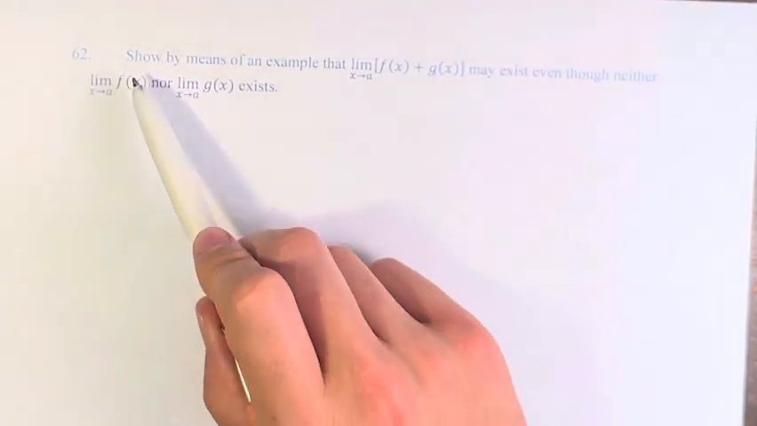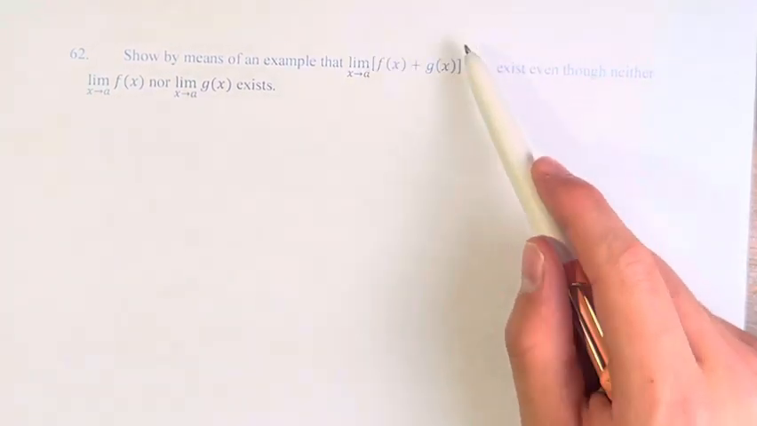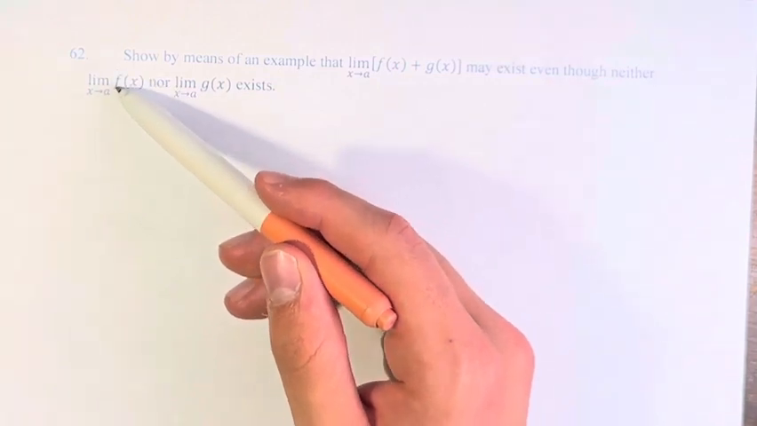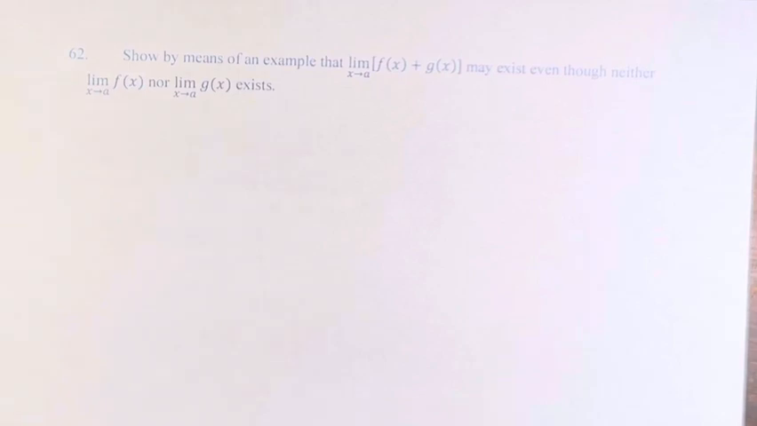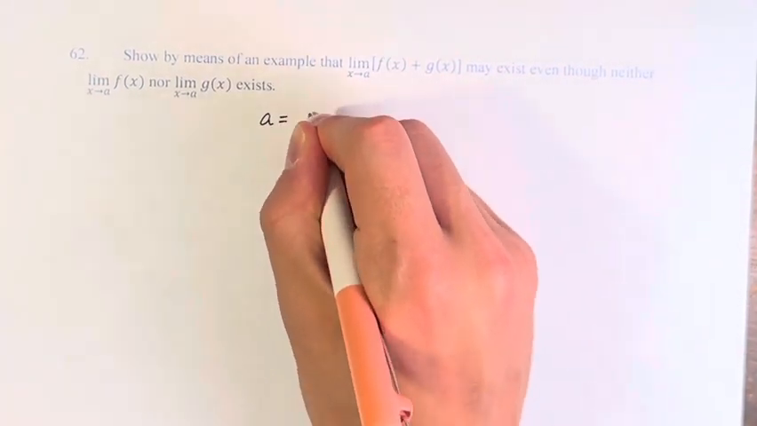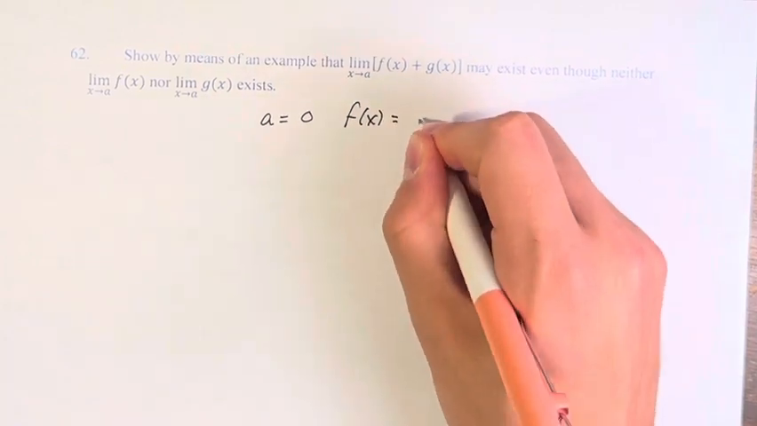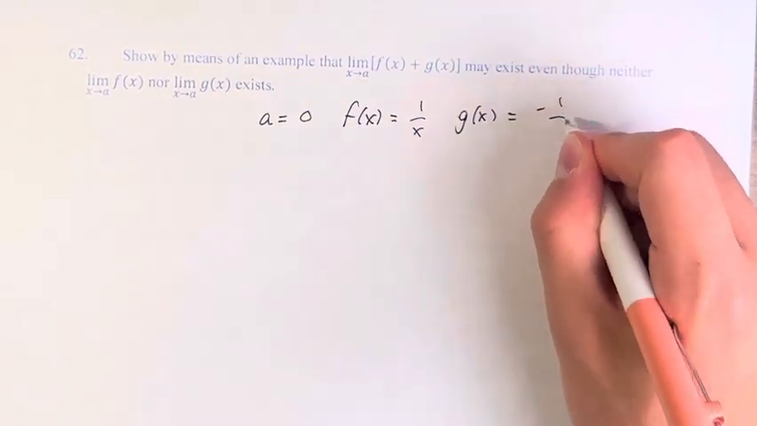In this problem, we're asked to show by means of an example that the limit as x approaches a of f of x plus g of x may exist even though neither the limit as x approaches a of f of x nor g of x exists individually. So for our example, a is going to be equal to 0, f of x is going to be equal to 1 over x, and g of x is going to be equal to negative 1 over x.